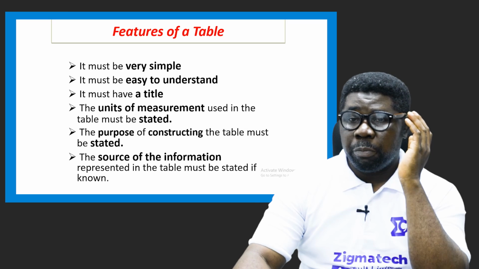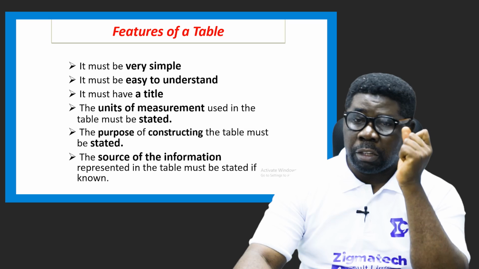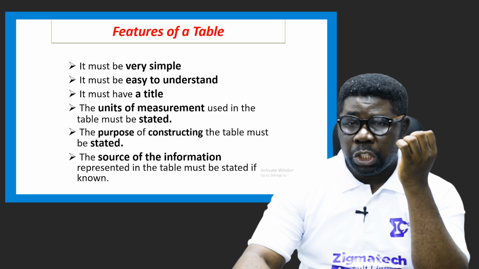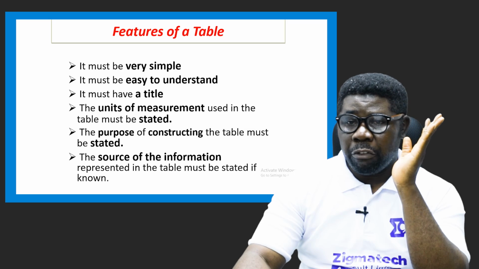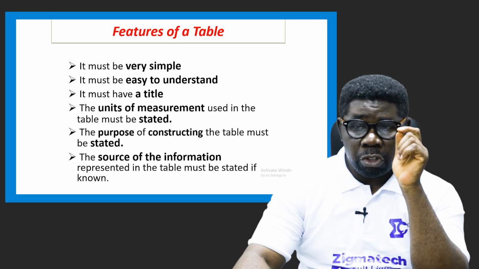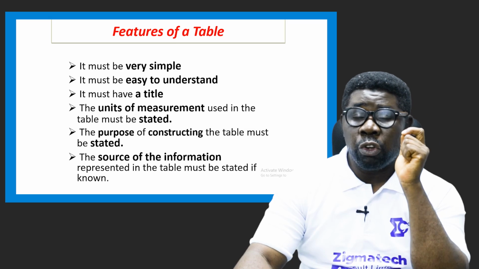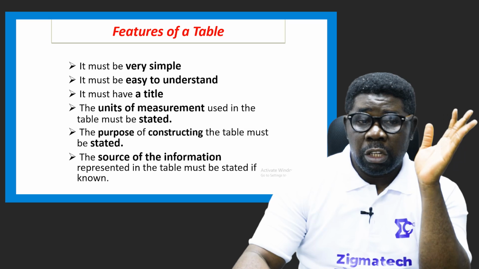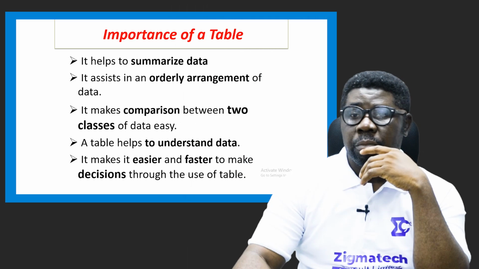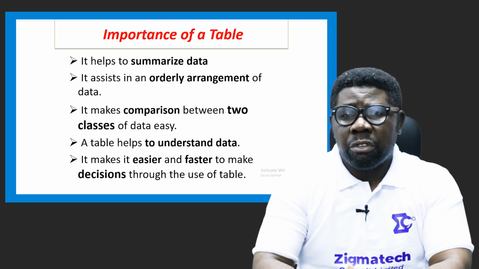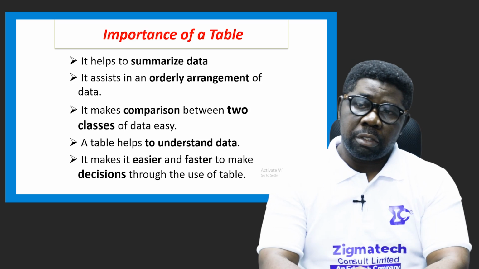So these are the things you must observe about the table, which makes the table reliable and useful and usable. It must be very simple, easy to understand, must have a title, it must have unit of measure stated if you have one, then the purpose for which the table was constructed must be stated, and then the source of information, where you got this information, you can also state it if you have one, all right?